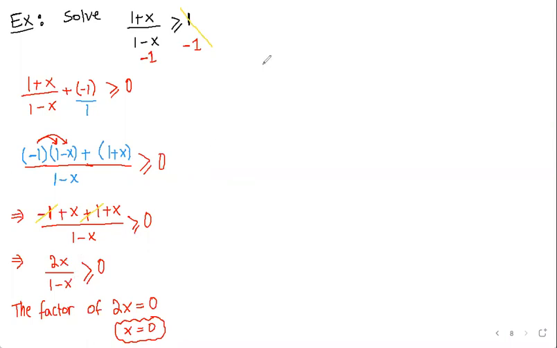Now for the denominator, the factor of 1 minus x is the same. It's factored already. Then equals 0. This is linear. To solve linear, we add x to both sides. So I get x equals 1. This is the second zero.